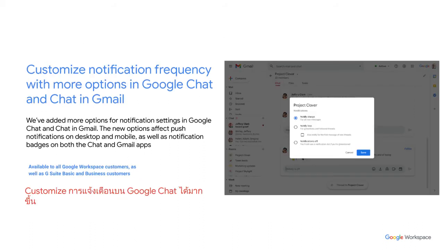The next one is really about the new notification settings for Chat and also for chat in Gmail. More specifically, we will allow you to set up your own notification preferences. For example, you can set notify always, notify less, or totally turn off the notifications, right?